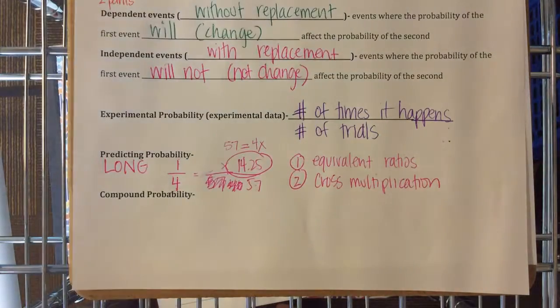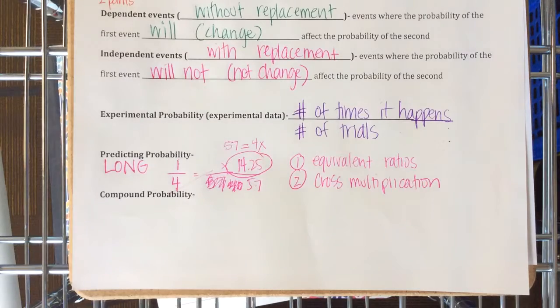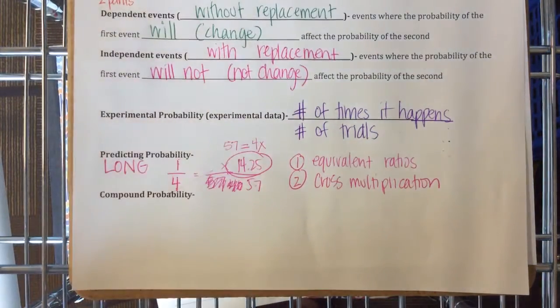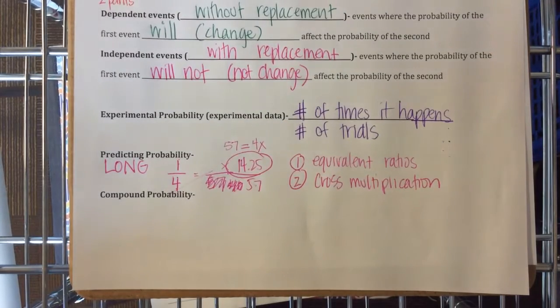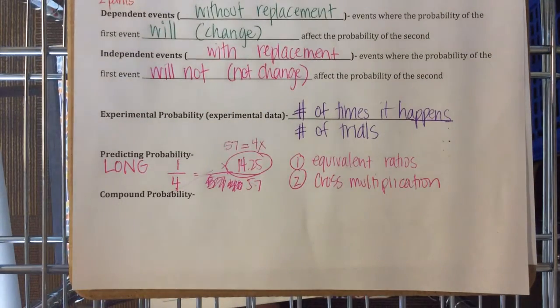Compound probability gets really big really fast. I went to a fundraiser over the weekend, and one of the games they played to raise money for the school was called Heads or Tails. You paid $5, and you got to play multiple times. They flipped a coin, and you guessed if it was going to be heads or tails. If you won, you got to keep playing, and if you lost, you had to sit down.